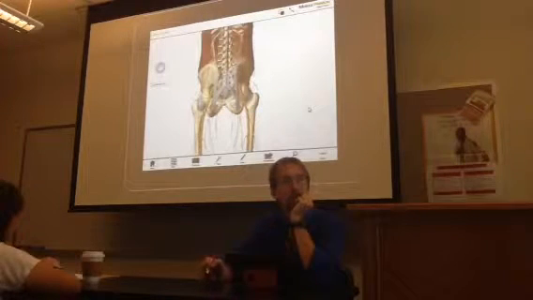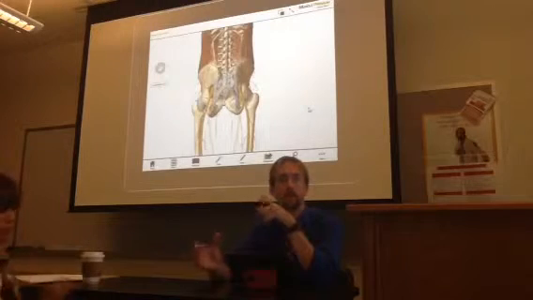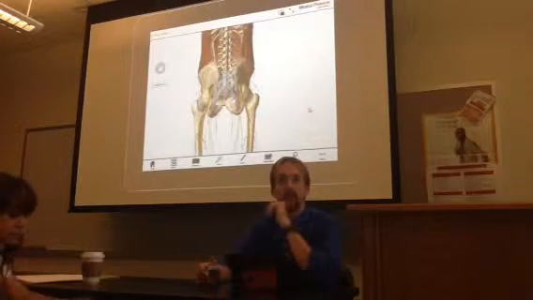It has to do with a lot of how we've talked about core activation, core strength, and how that influences some of this ability to stabilize the pelvis.